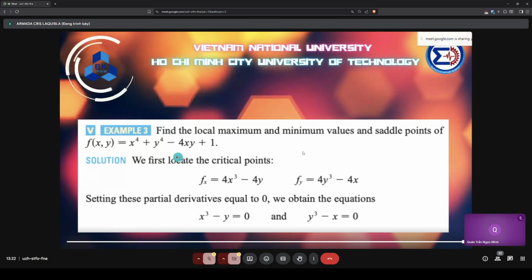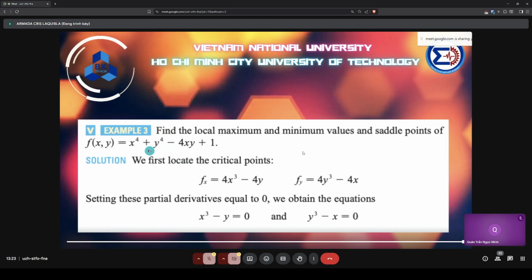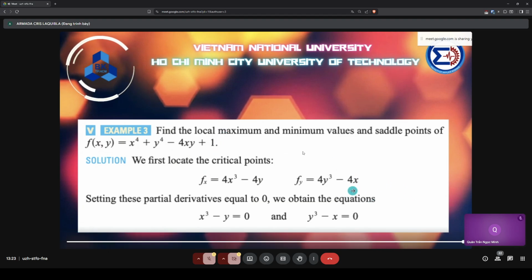It depends on the polynomial. Now, what is your fx here? These two terms contain x, so for y to the fourth and 1, the derivative is 0. The derivative of x^4 is 4x^3. The derivative of 4xy is negative 4y, correct? Because y there is considered constant. So that's fx. Next, fy is equal to 4y^3 minus 4x, since the derivative of x^4 is 0 and the derivative of 1 is 0 already.